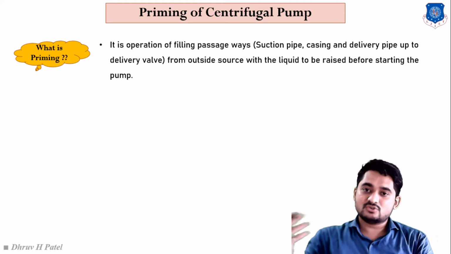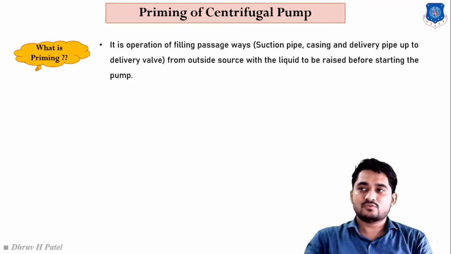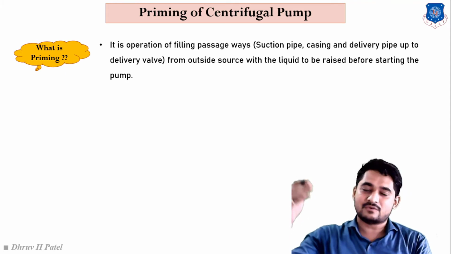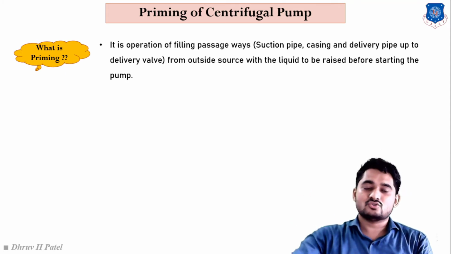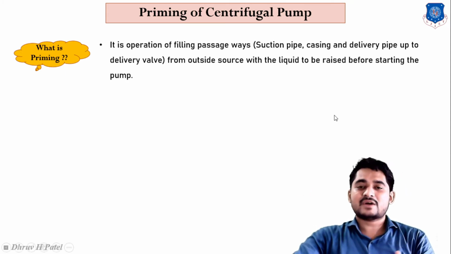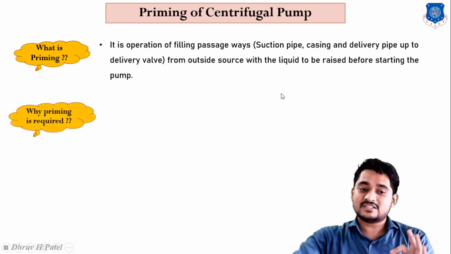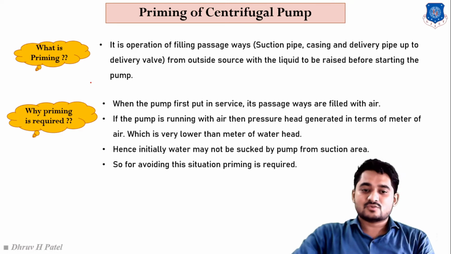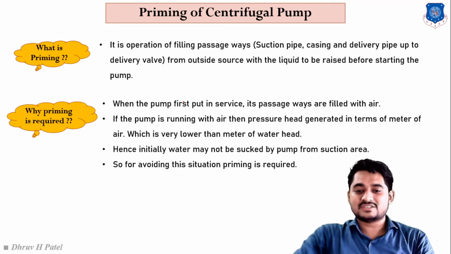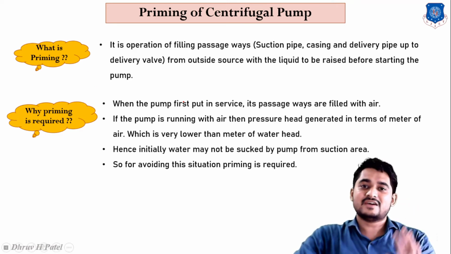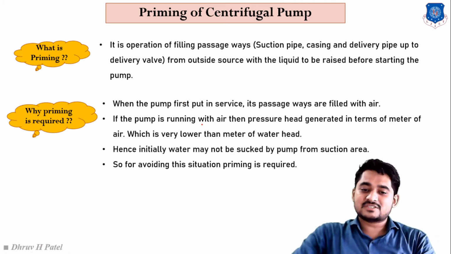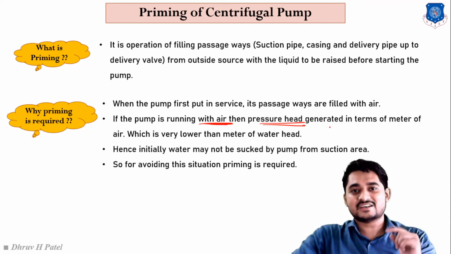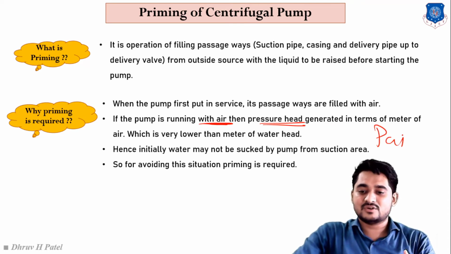So when we are going to start the centrifugal pump, we have to fill the suction pipe, delivery pipe as well as all the casing with water initially, that is known as priming. So in your mind one question arises: why is this priming required? This is the answer. When the pump is first put in service, its passageway is filled with air, right? If the pump is running with air only, then the pressure head generated inside the pump is pressure of air.